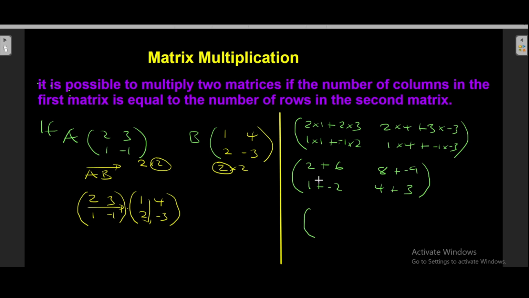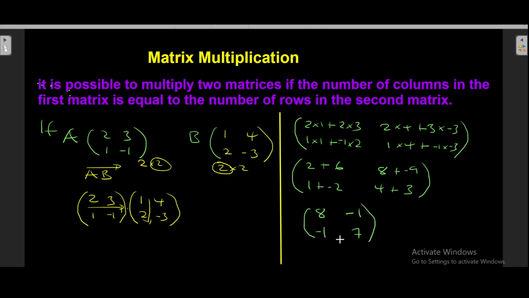If you simplify this further, 2 plus 6 gives me an 8. Then 1 minus 2 gives me a -1. And 8 minus 9 gives me a -1. And then 4 plus 3 gives me a 7.